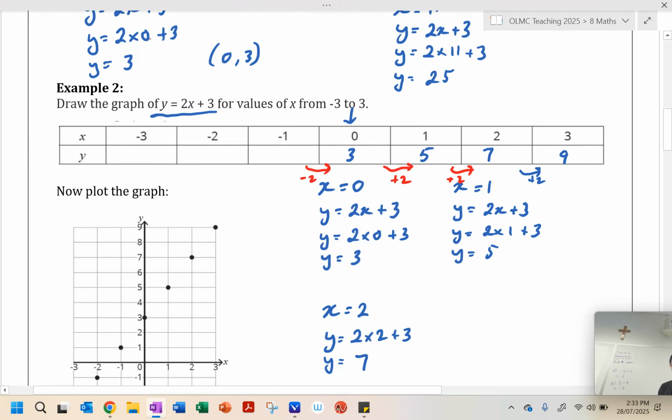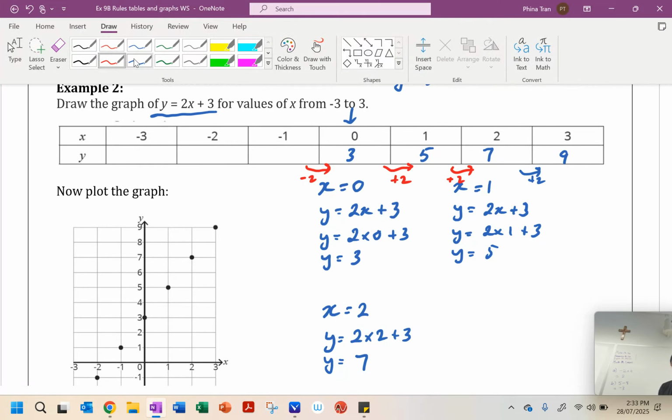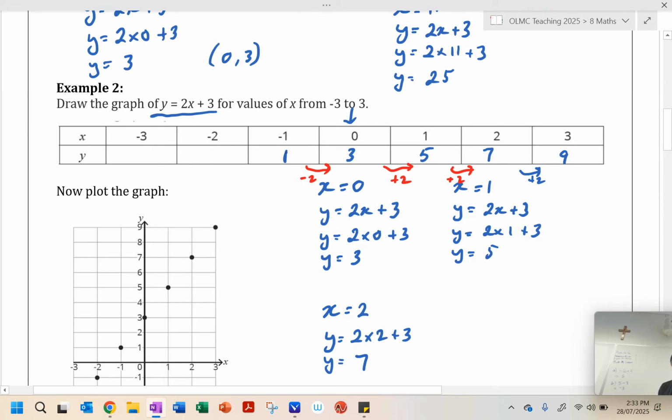So what's -1? So when x is -1, what's y going to be? 1, good. When x equals -2, what's y going to be? -1. So we're taking away 2 each time. That should be plus 2 there. -3, beautiful. Okay. So yeah, when you do a table of values, if you see a pattern, I always say at least 3. Do at least 3. 2 kind of gives you a hint, but you never know what's going to happen after that.